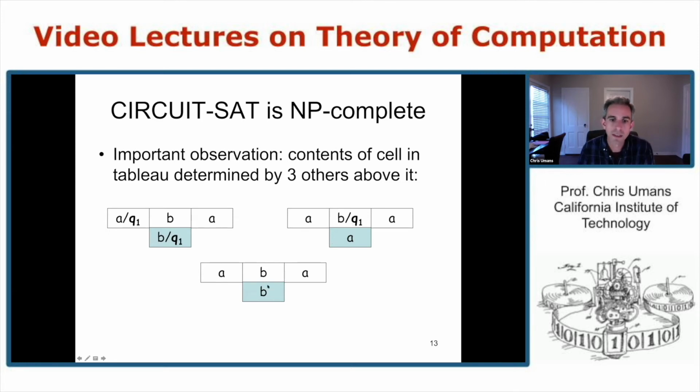Right? And if the head is nowhere to be seen among the 3 cells above the cell in question, well, then that cell has to just stay the same. There's not a head that can move onto it. There's not a head in sight that can cause it to change or be overridden. Okay, so I hope that makes sense. If you look at the 3 cells above yourself in the tableau, you can determine the contents of this cell. Very important. Okay, so now using that idea, we can do the following thing.